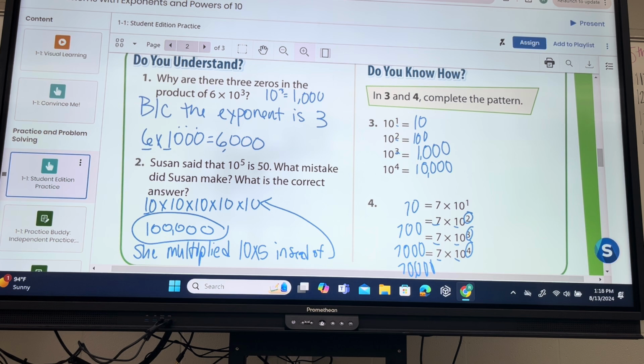Easier than the solving share, right? Okay, ready for some independent practice? Let's do numbers 5 through 16 independently and stop there. Okay? If you need help, raise your hand, I'll come around.